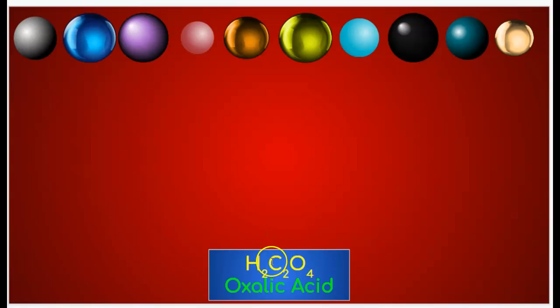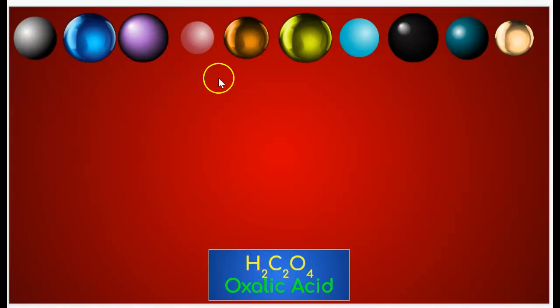So this is H2C2O4, which means that there are two H's, which is two hydrogens, two C's, that's two carbons, and then four O's. So there's four oxygens. So the first thing I have to do is decide, and it really doesn't matter which color I decide to use, which one will represent which.